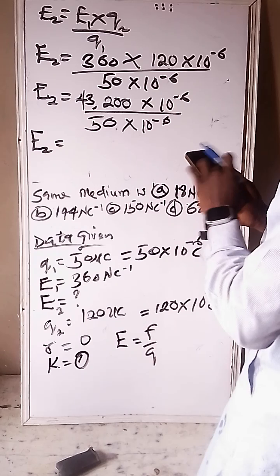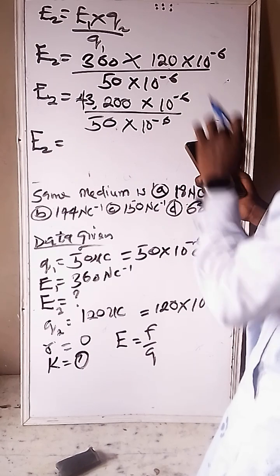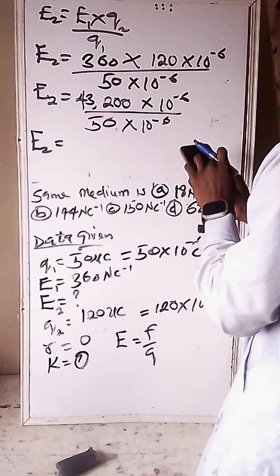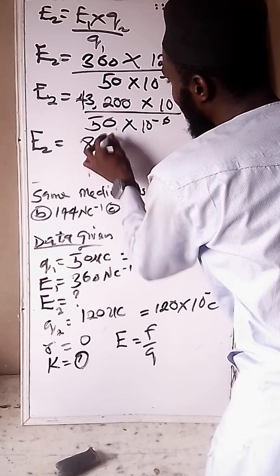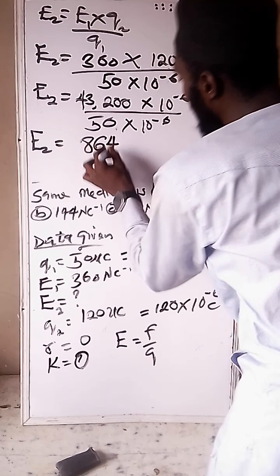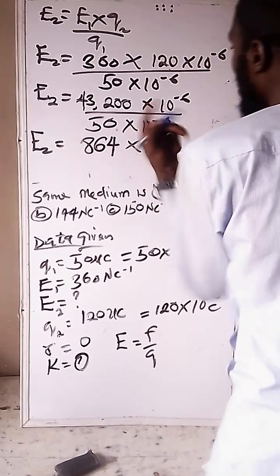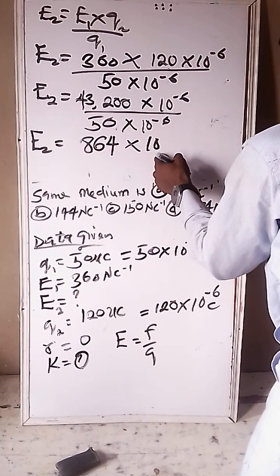So, press that. What would that be? It will be 43,200 divided by 50. Divided by 50, we get what? 864 times. This can settle this. Or you do it like this. This, pick 10^-4 here. I'm picking 10^-4.